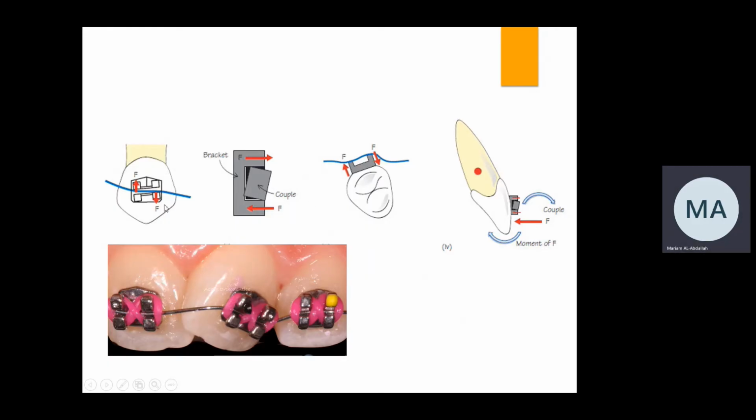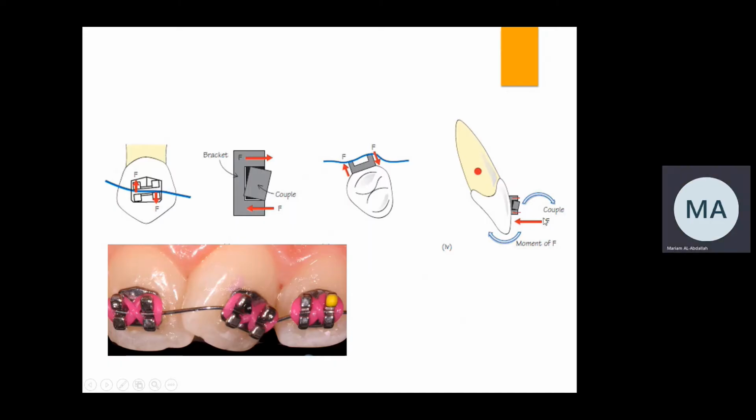So here we're looking at the frontal view, cross-sectional view, and this is the occlusal view. Again, the force will be acting on 2 points. Pushing to the inside, pushing to the outside, and we will have 2 equal forces acting on the tooth, not on the same line, equal in magnitude, opposite in direction. So this is another example of a couple. If we combine the couple with a moment, then we can produce a bodily movement.